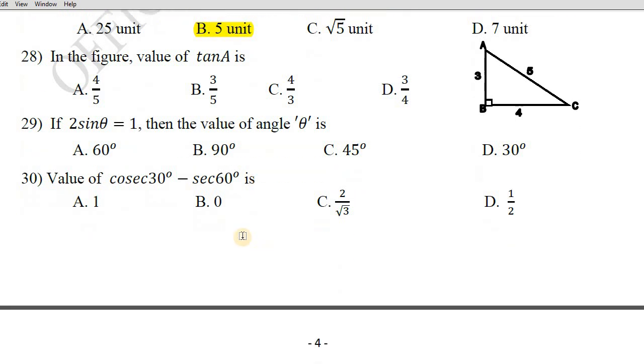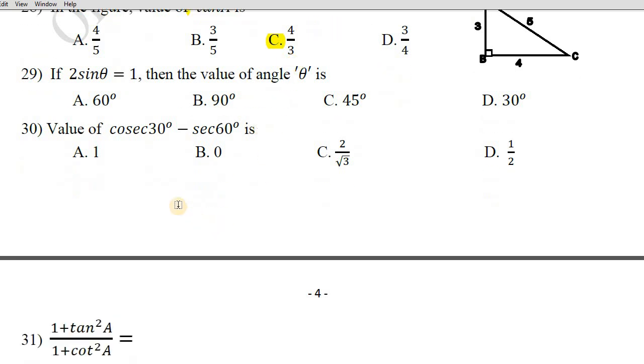Let's take another question. In the figure, the value of tan A is. So look at the figure. All side measurements of a right angle triangle have been given. So tan A means A is the reference angle. If A is the reference angle, the perpendicular means the opposite side. So BC is the opposite side and BA is the base, it means the adjacent side. So tan ratio is perpendicular by base. So that is 4 by 3. So the correct option here is C, 4 by 3.